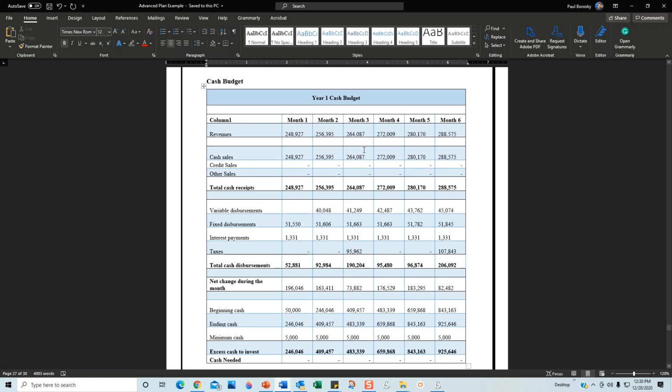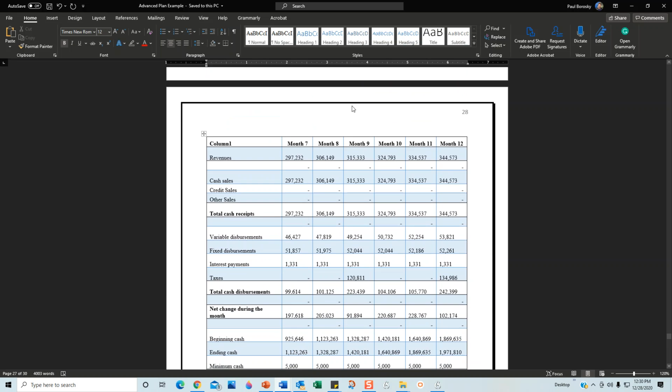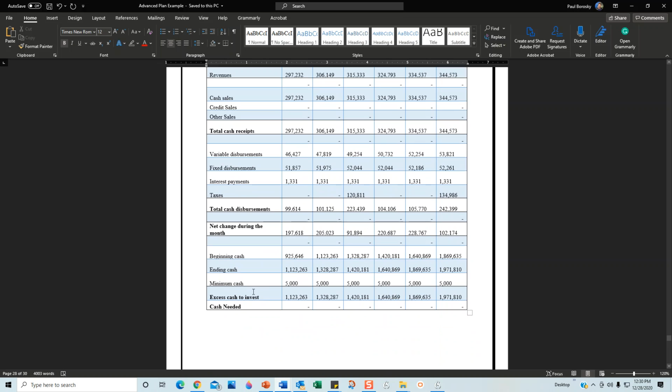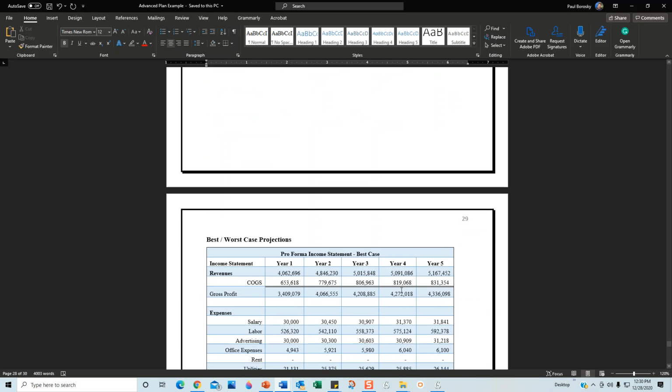I do cover a 1-year cash budget projection. This is month 7 through 12. And then again, the same process. This is an excess cash to invest for every single month.